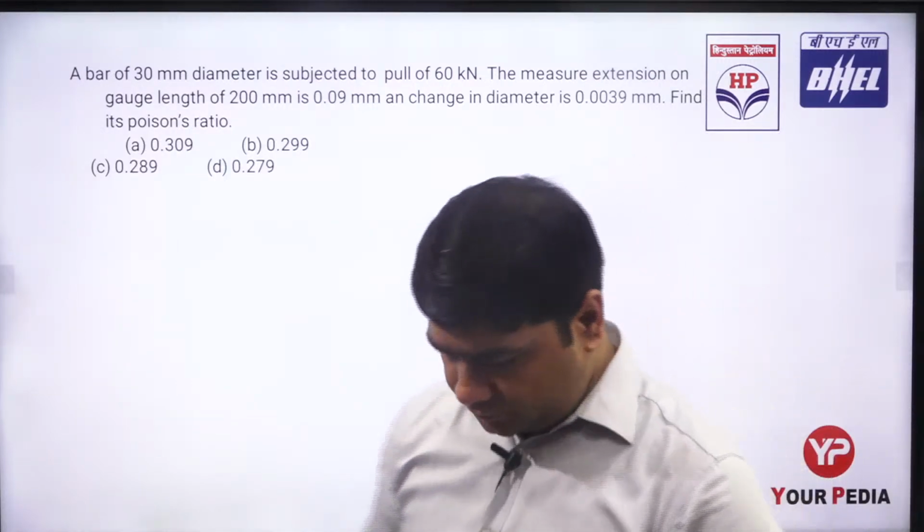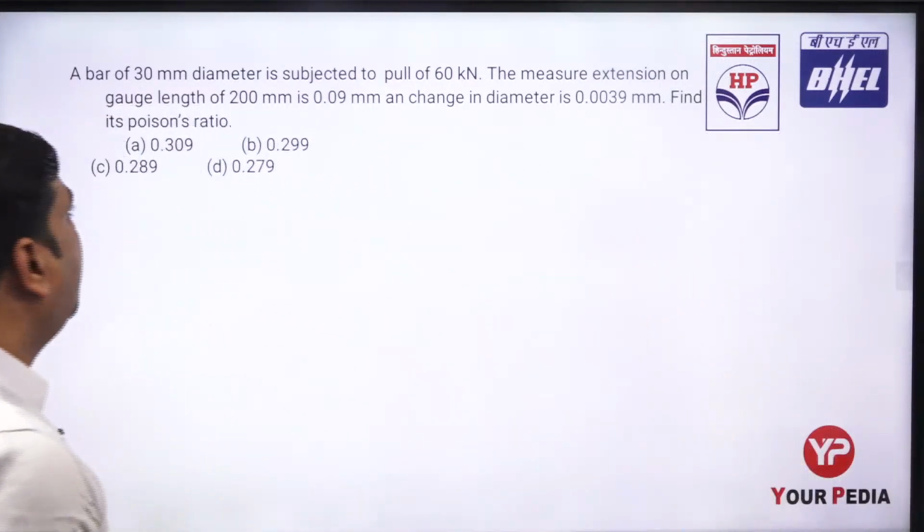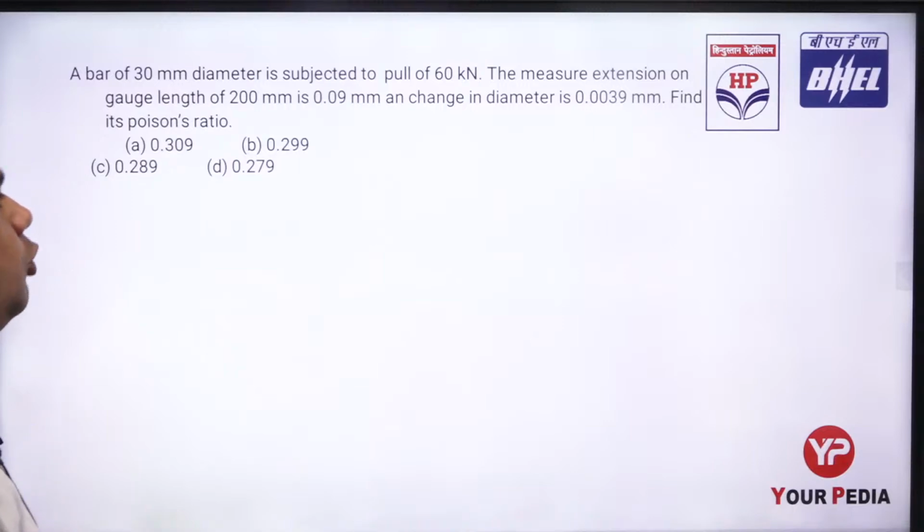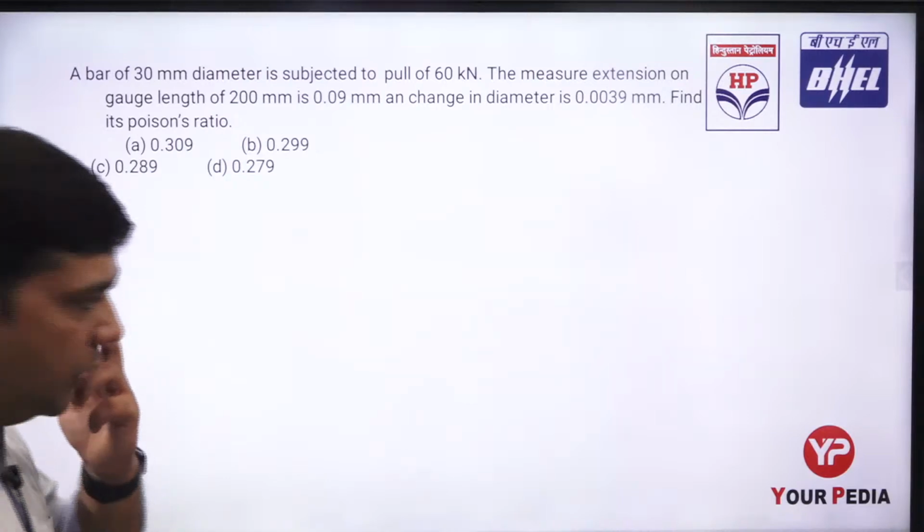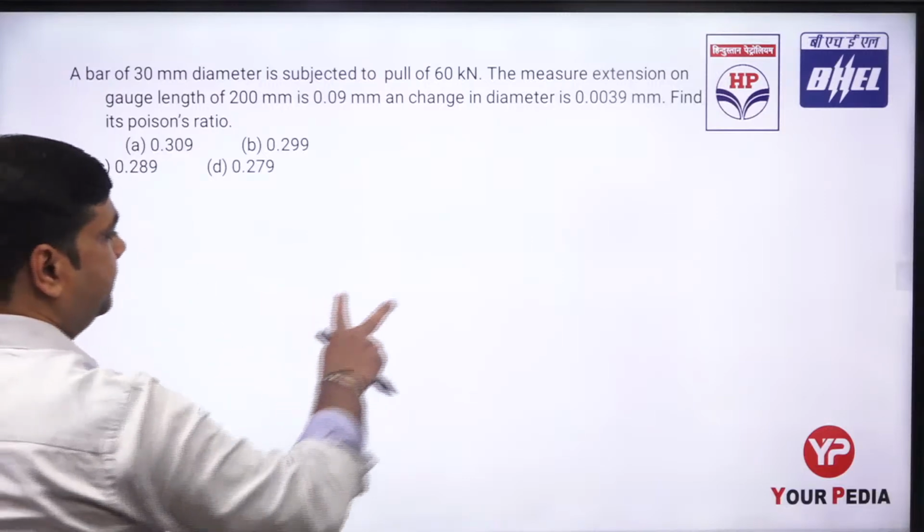Okay. The question is saying that a bar of 30 diameter is subjected to a pull of 60 kilonewton. The measured extension on the gauge length of 200 is 0.09, and change in the diameter is 0.0039. Find its Poisson's ratio. So I'm just talking about this one.